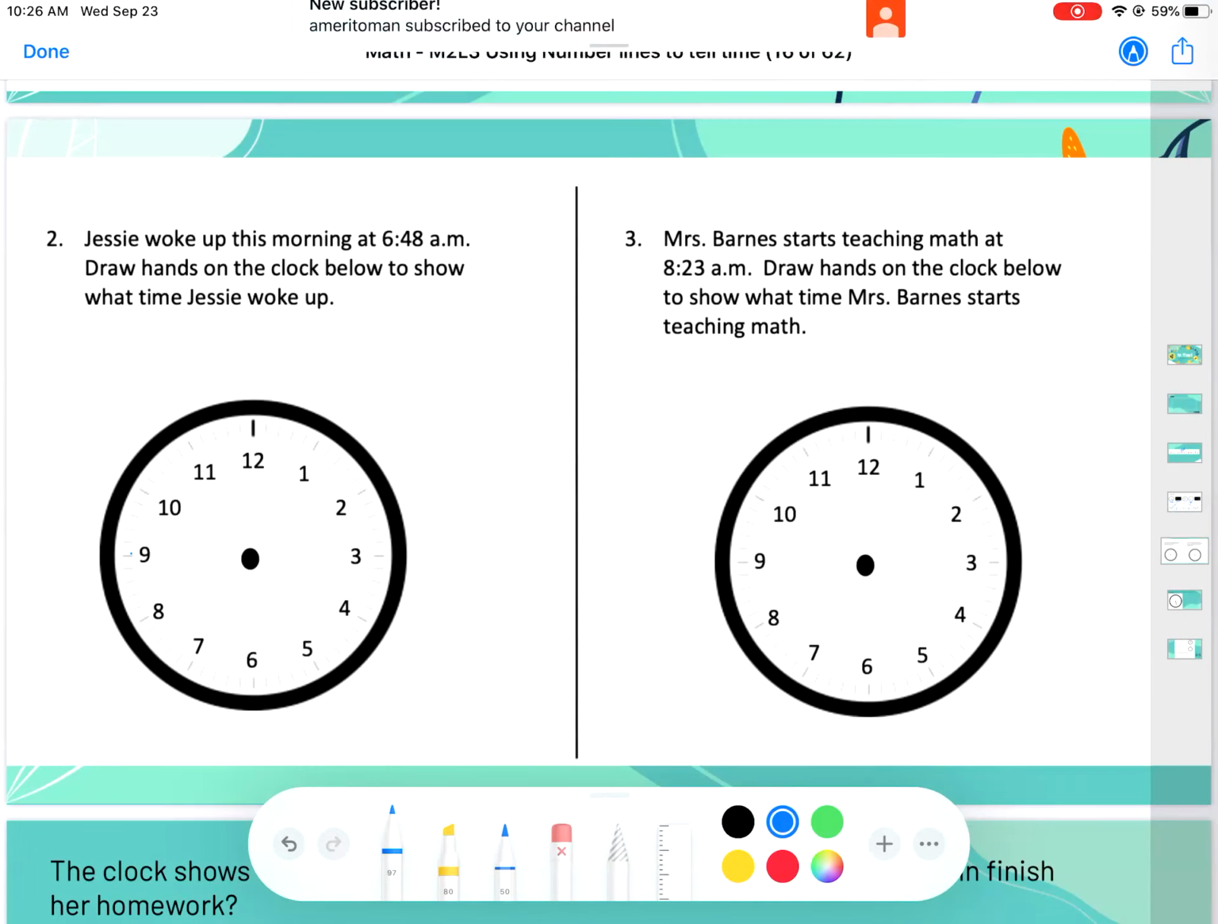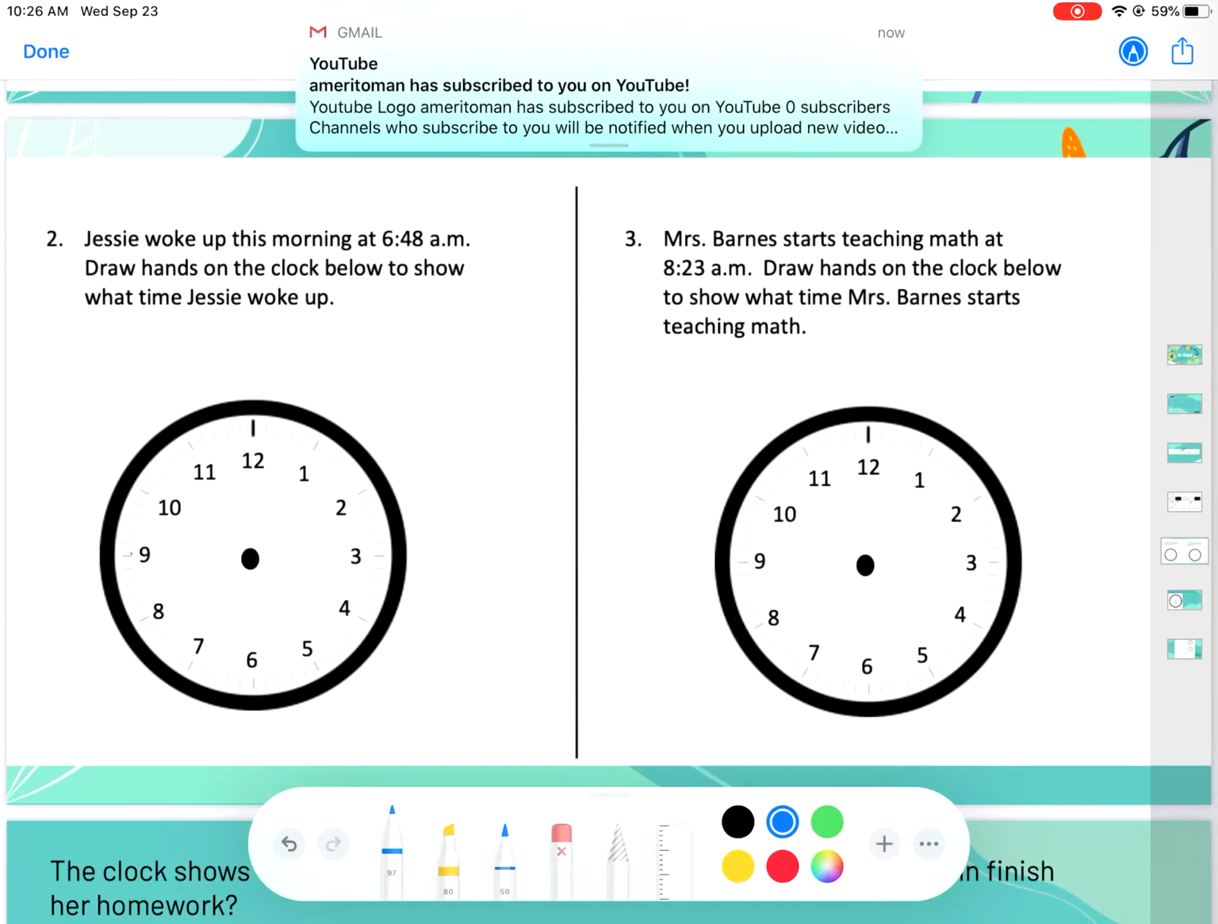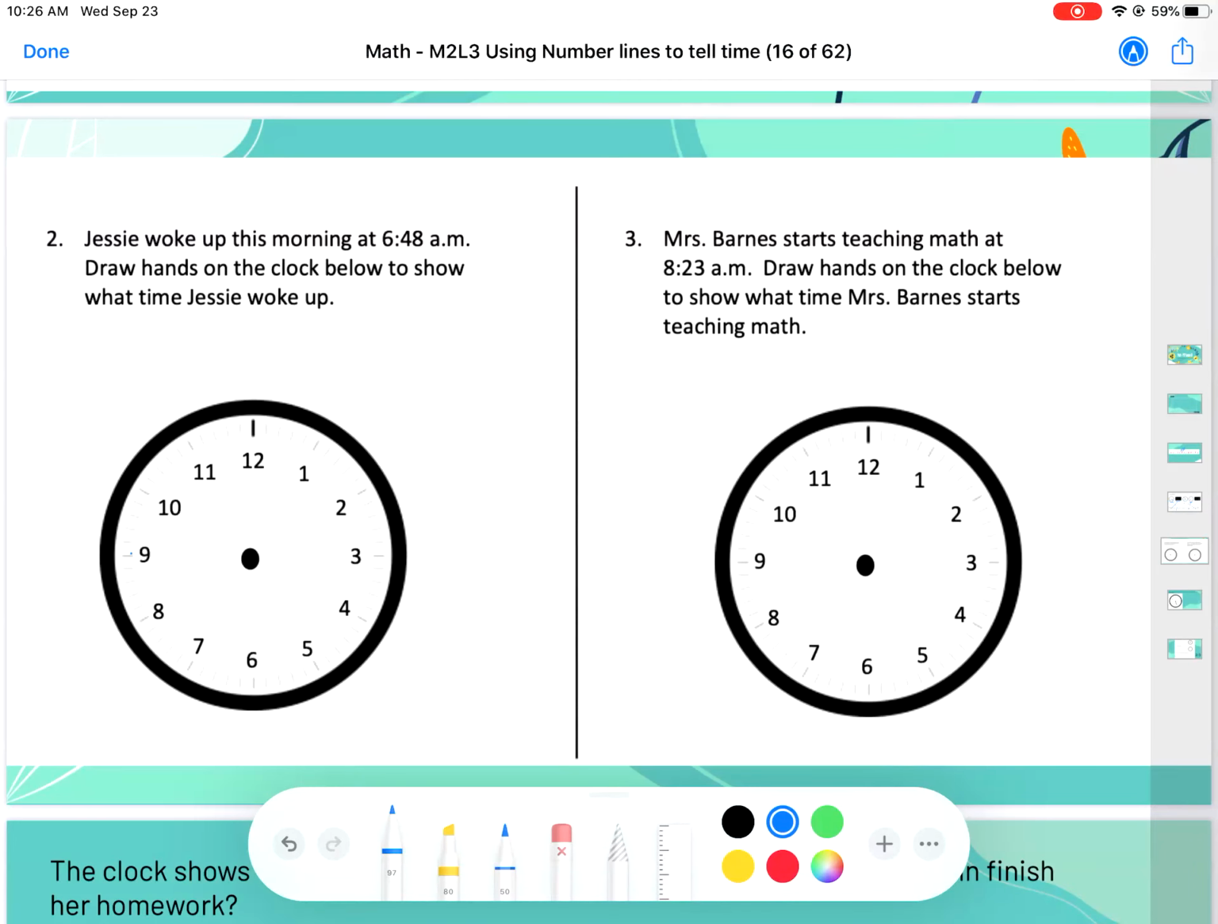Jesse woke up this morning at 6:48 a.m. Draw hands on the clock below to show what time Jesse woke up. There are 2 ways to begin this question. One, by drawing the shorthand and longhand after, or we can start by drawing longhand. For me, I'm going to start with my longhand because that sometimes helps me know where to put my shorthand.